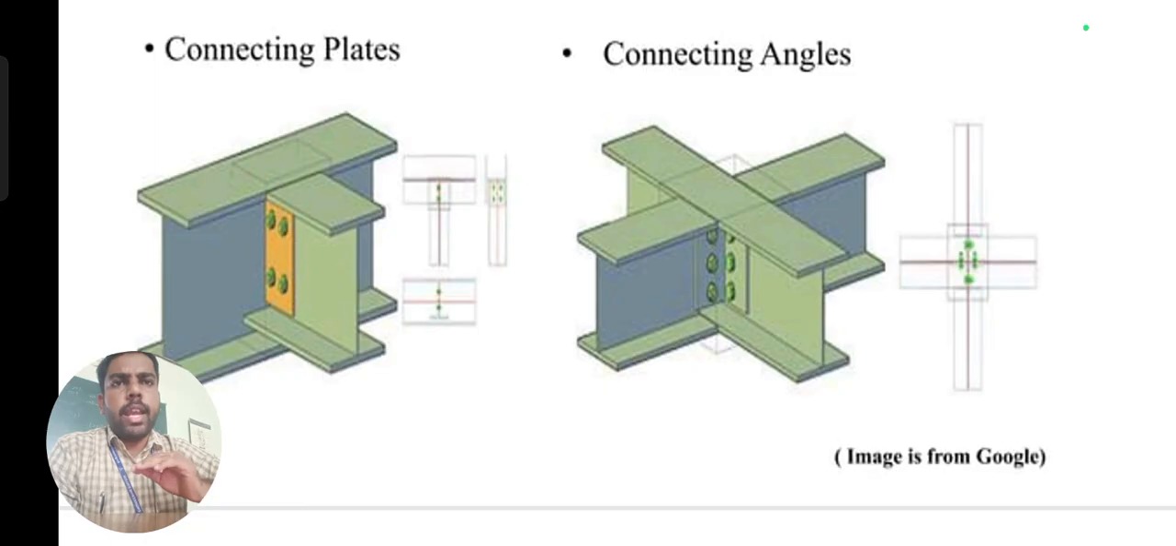First of all, connecting the plates. In connecting the plates, one plate is connected to another plate. The first one is the I section of the beam that should be connected to another I section of the column. In these two connections we are using the bolting connection, and after that, connecting angles. Indian standard angles like L sections or T sections have to be provided. We are using the I section beams and I section columns connecting with the angle sections.